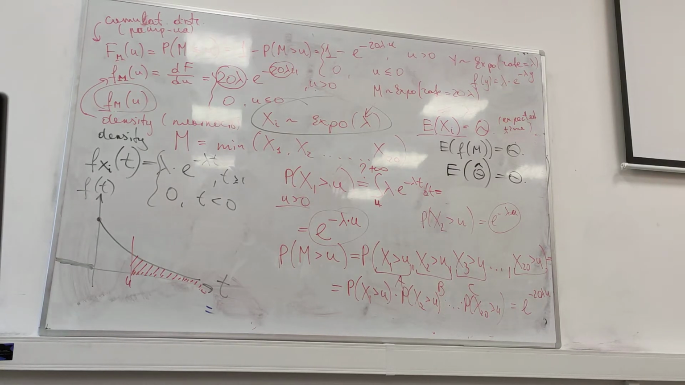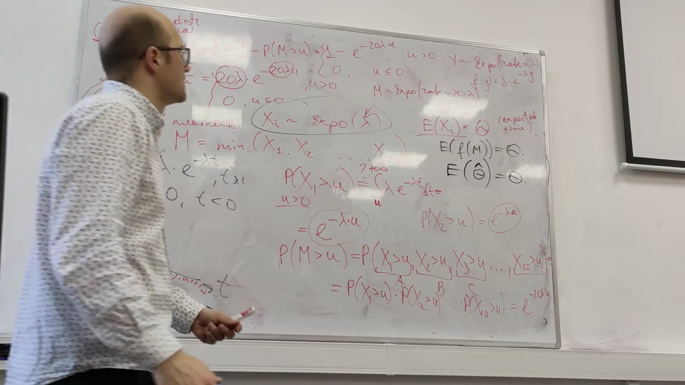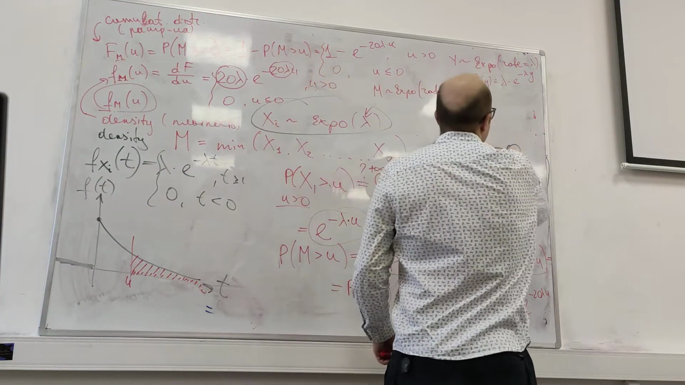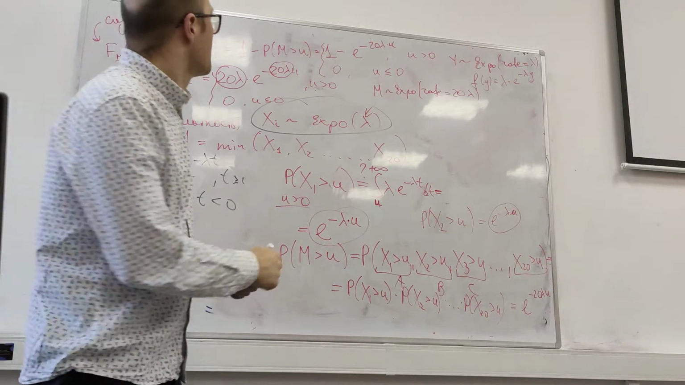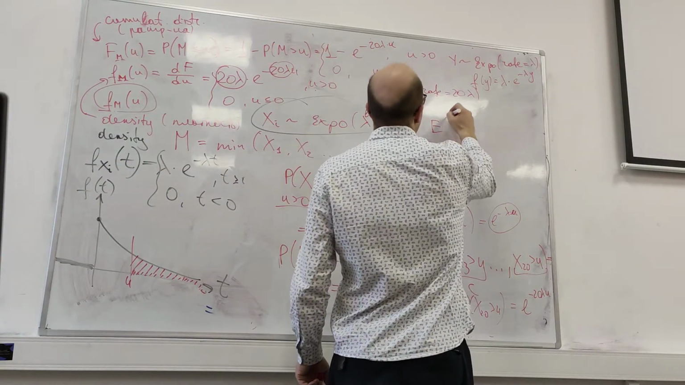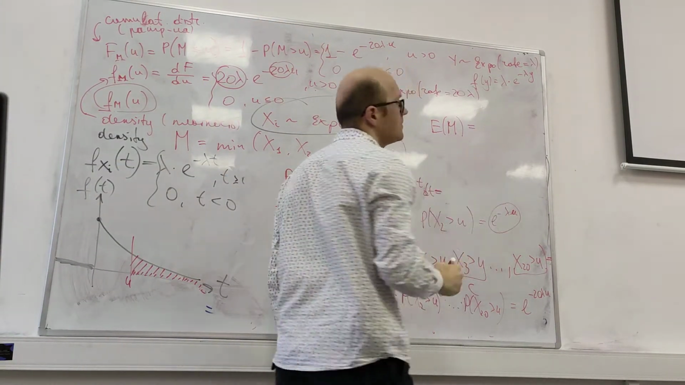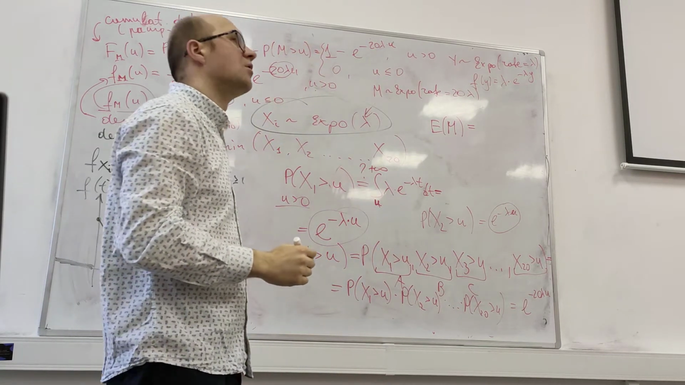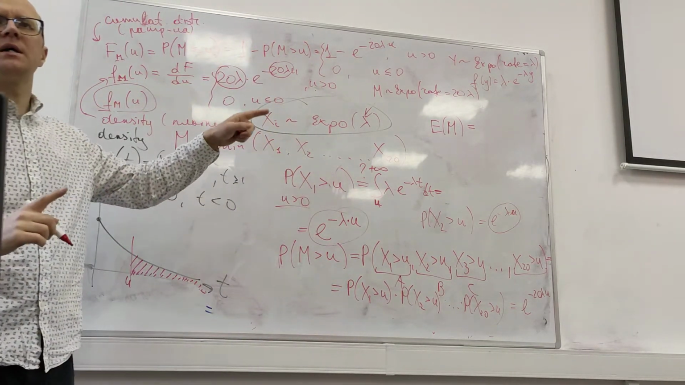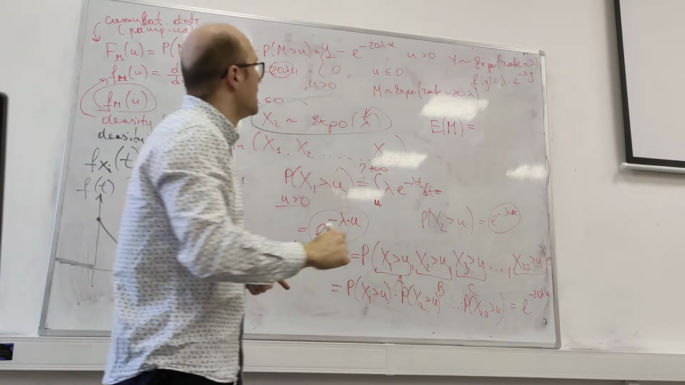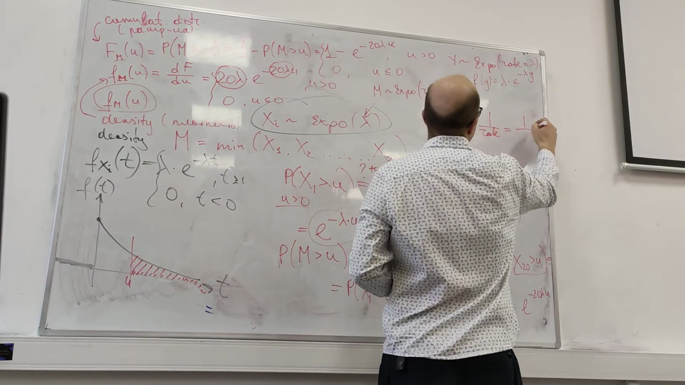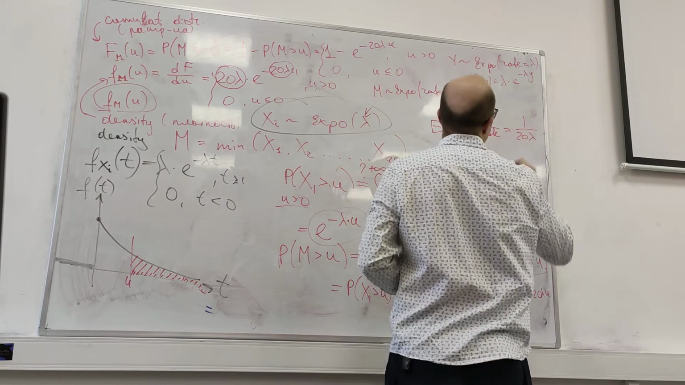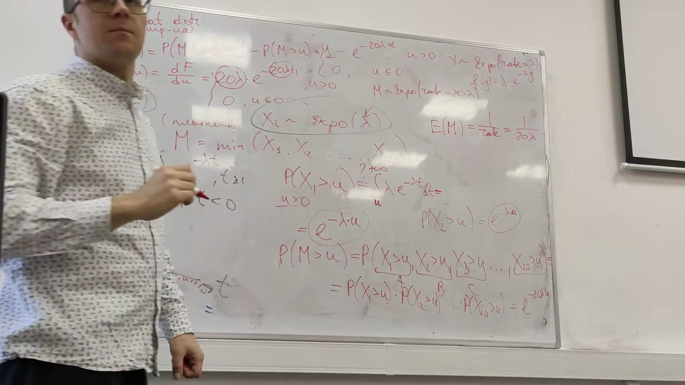Rate in Russian is intensity. Intensity. So what is the expected value of an exponential variable? It's 1 over the rate. In this case, it's 1 over 20 lambda.